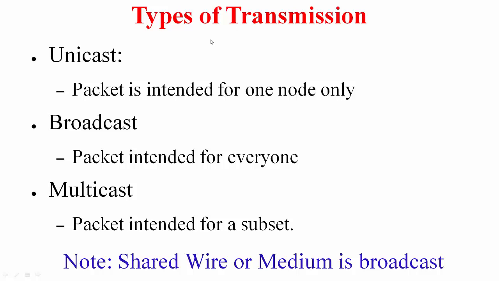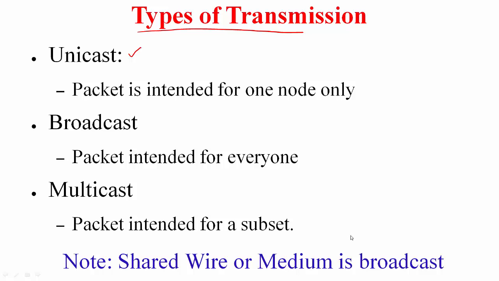So this is a good place to talk about the types of transmissions. There are basically 3 types of transmissions. In unicast transmission, the packet is intended for one node only. In broadcast transmission, the packet is intended for everyone, and in multicast transmission, the packet is intended for a subset of the nodes. Note that the medium as such is broadcast, but you specify as part of the packet who it is intended for.